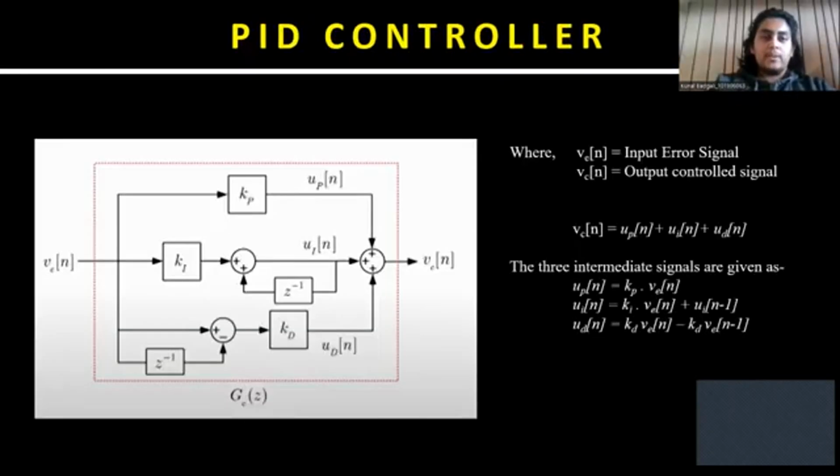Now let's move on to the PID controller. We are going to be using a discretized version of a PID controller. Here we can see that we are going to give an error signal and we are going to get a controlled output from the other end. There will be 3 intermediate signals that will be produced, that are the proportional signal, integral signal, and differential signal, which will be given by these particular formulas.